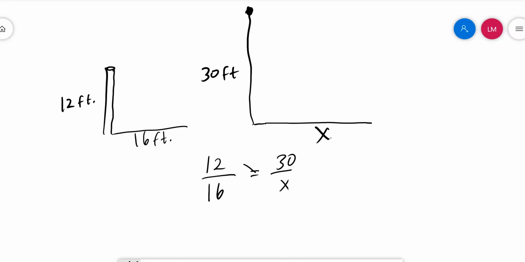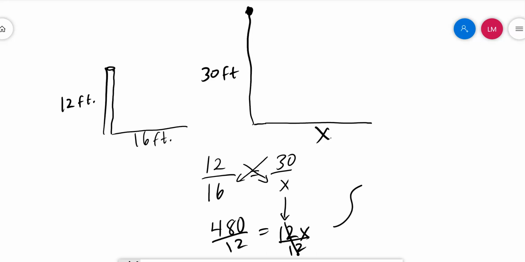So we're going to get this way, 12x. We're going to go this way and get 480. Divide by 12 to both sides. So now I have x equals, I don't know why this slipped my mind. I think it's 40. I think x, you guys, is 40.